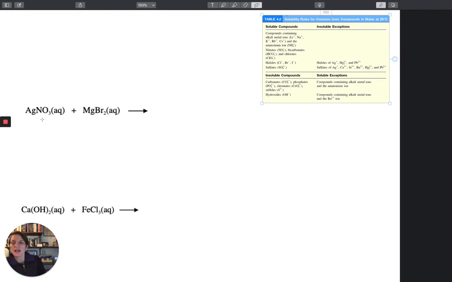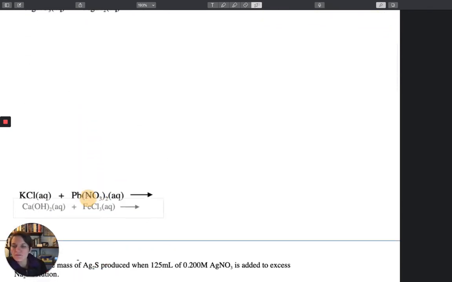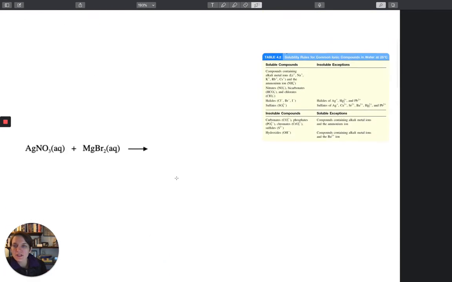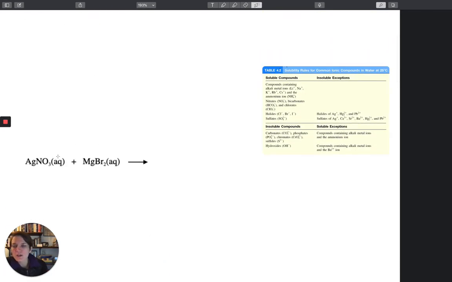Okay, so here we have our silver, foreshadowing of things to come. Here we have our silver nitrate and our magnesium bromide. All right, so the first question is, are these both aqueous? Well, our state symbol is written for us, so we can be pretty confident that they are. So let's just go ahead and start expanding this formula equation to our complete ionic, right?